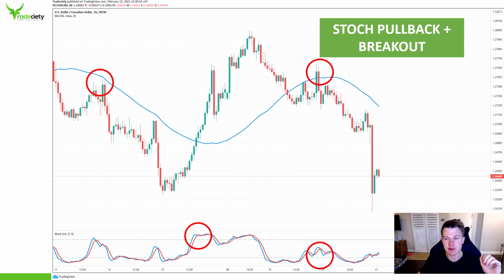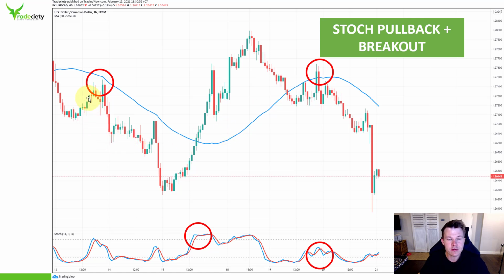So let's get started with the first one, and this is a combination of the stochastic and a moving average. I used the very default settings on the stochastic, 14, 3, 3, and a 50 period moving average, whether I use the SMA or the EMA doesn't matter. What you want to do is trade pullbacks into the trend direction, and the moving average helps us to determine, are we in a downtrend or an uptrend? Is the price below the moving average, we are in a downtrend; is the price above the moving average, we are in an uptrend.